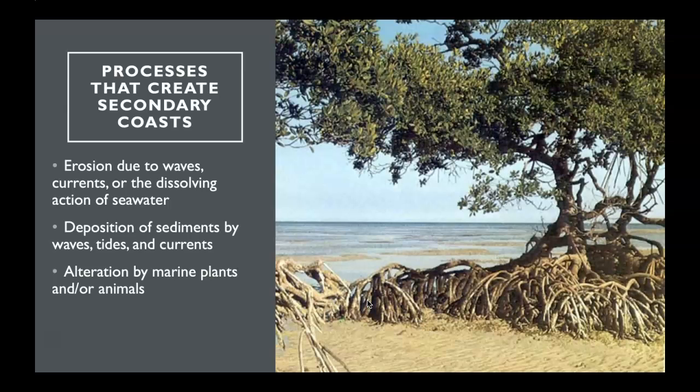So with these, we're thinking about what the ocean is doing instead of the land. So it's erosion due to waves, currents, or dissolving action of seawater, deposition of sediments by the waves, the tides, the currents. So speaking of it in terms of what the water's doing, and alteration by marine plants or animals. So this mangrove forest is an alteration by a marine plant. It traps sediment and creates a dense forest that is a really interesting habitat for fish and birds.